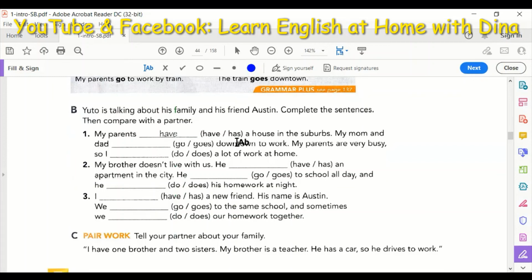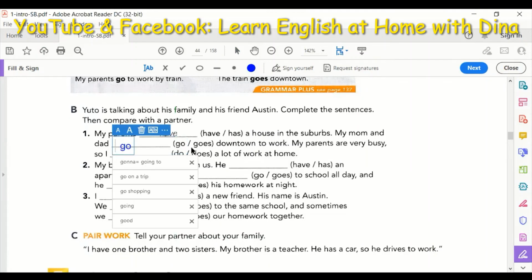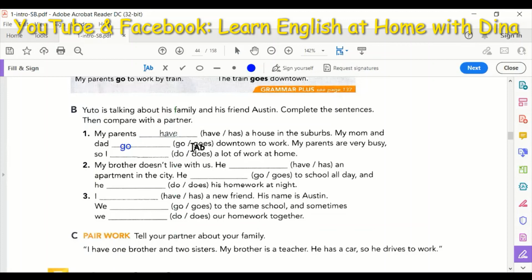My parents have a house in the suburbs. My mom and dad go or goes? Yes, perfect, Sarah. My mom and dad, this means they, so they go. Perfect. Very good. This is a very important tense because we use it a lot in our speech.